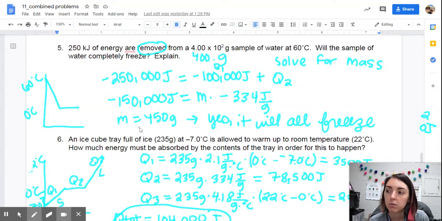So when I solve for M, I get 450 grams. If you're going to make a mistake here, it's probably this step right here, where you didn't have the negative, so you ended up with 350,000 joules over here. If you ended up with a really big mass, check this and see if you ended up with 350,000 joules. If so, it's because you forgot to change Q total to be a negative. So that means it will all freeze. I have 400 grams, and 450 grams is bigger than 400.